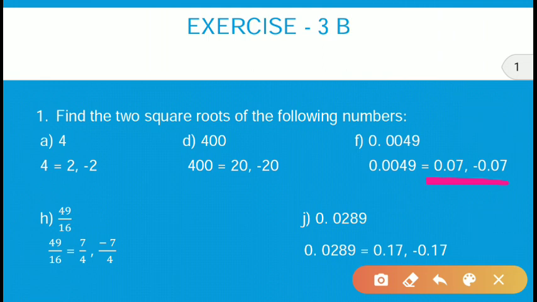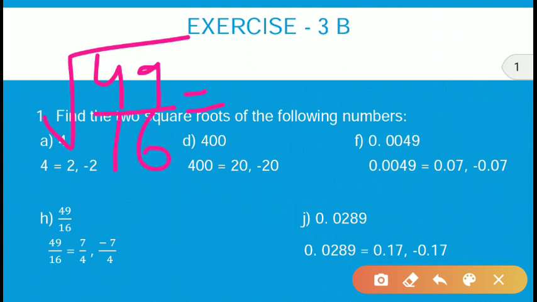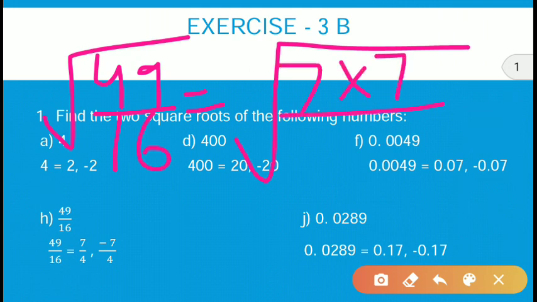Next question, 49 by 16. When you write under root 49 by 16, just factorize the numerator and the denominator. 49 can be written as 7 into 7 and 16 can be written as 4 into 4.